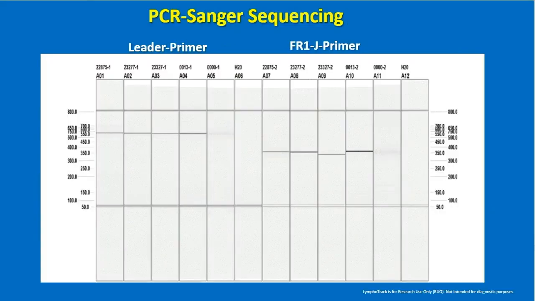Again, most of the labs used to do PCR Sanger sequencing, where the leader primer with the joint region is amplified. As you can see here, there are 2 different reactions, and the size of the products is analyzed on a gel. There's a single band on the leader sequence, and the same with FR1. We sequence both products to identify the mutation status.